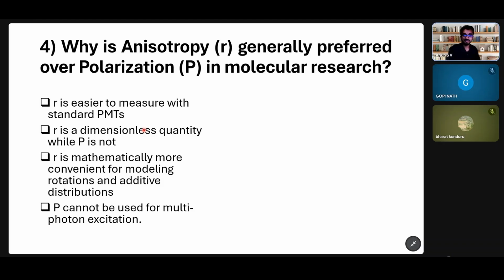Why is, so this is, I think, a question you might be getting in your exams as well. Why is anisotropy generally preferred over polarization in molecular research?